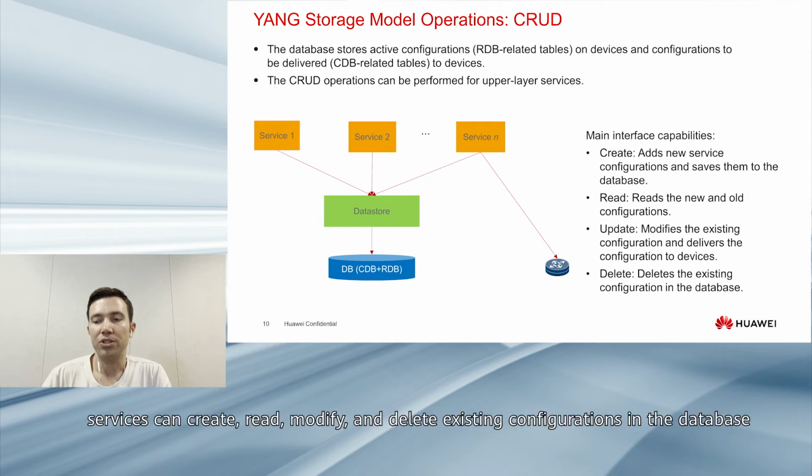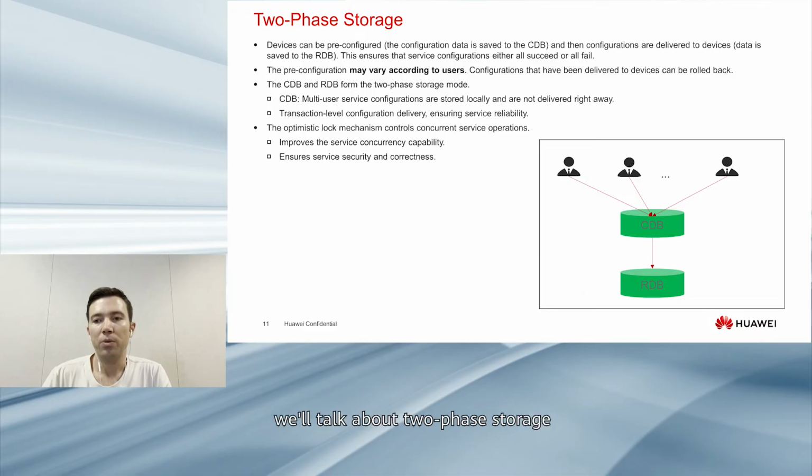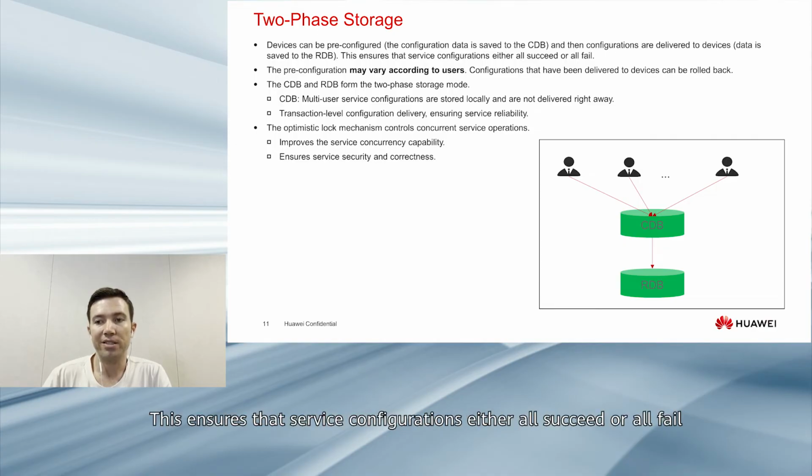As shown in the figure, services can create, read, modify, and delete existing configurations in the database to ensure configuration consistency with devices. In the third part, we'll talk about two-phase storage. With this mechanism, devices can be pre-configured, in which the configuration data is saved to the CDB, and then configurations are delivered to devices, meaning that data is saved to the RDB. This ensures that service configurations either all succeed or all fail.